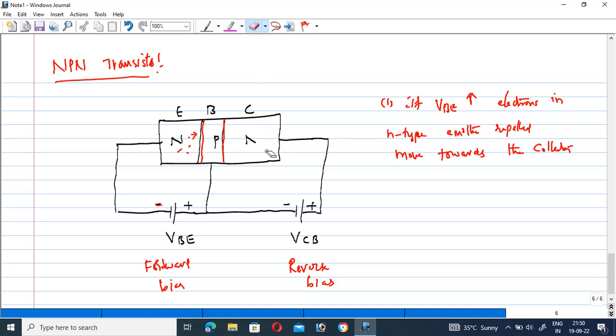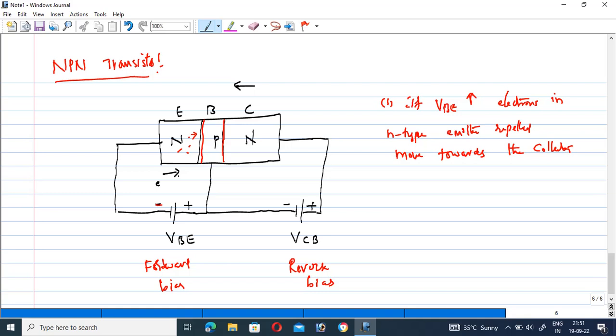The conventional current is opposite to the actual electron flow. The conventional direction is positive to negative. So this is the direction of the electron flow, and this is the conventional current direction. This is the basic operation of the NPN transistor, right?